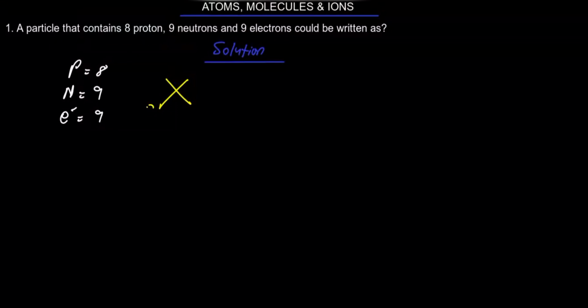And if you observe, the number of protons here is 8. Now, the number that will be here will be the mass number. And what will be the mass number? Remember that the mass number is equal to the number of protons plus the number of neutrons. And that will give me 8 plus 9, and that will give me 17. And that's the mass number. All these are not affected.